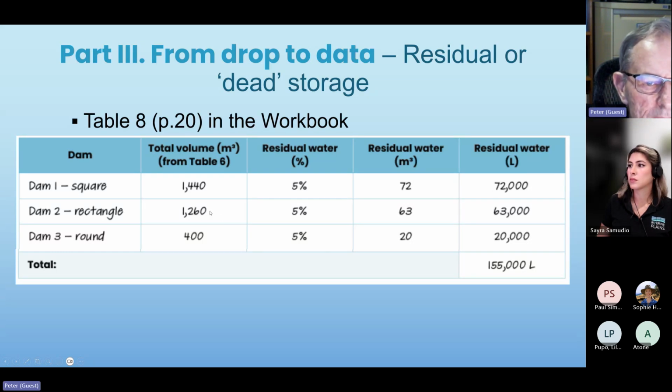Our rectangular dam, the volume was 1,260 cubic metres. 5% of that is 63 cubic metres or 63,000 litres. And you can see the same for the round dam. So there's a total of 155,000 litres in our hypothetical farm that just sits in the bottom of the dams that we can't use and don't want to use because it's problematic for us.